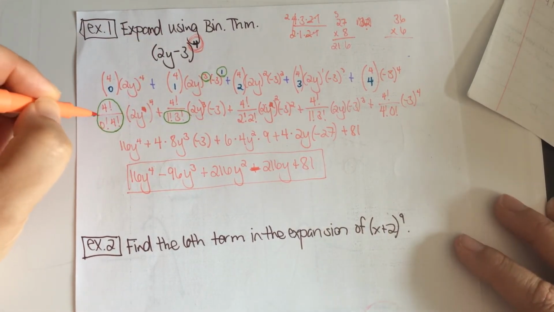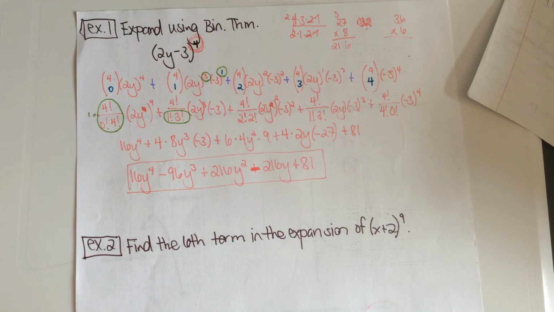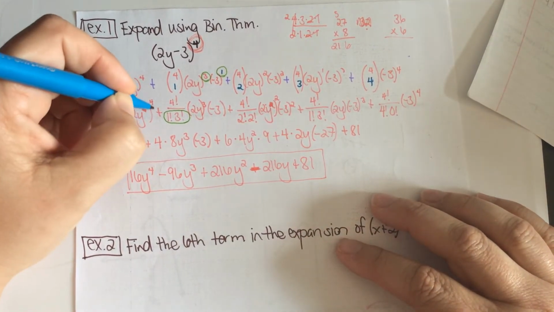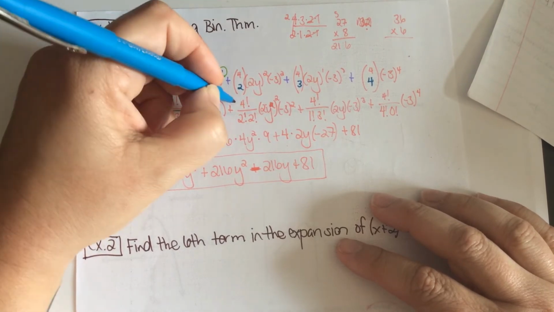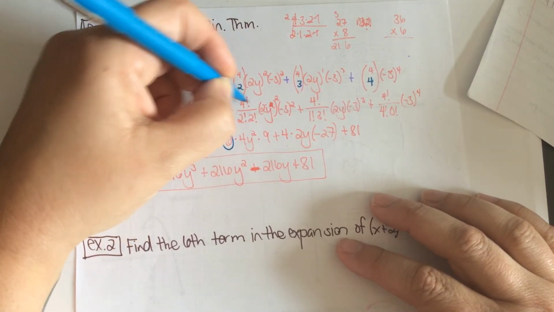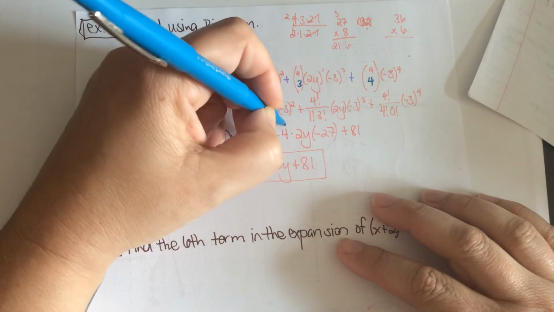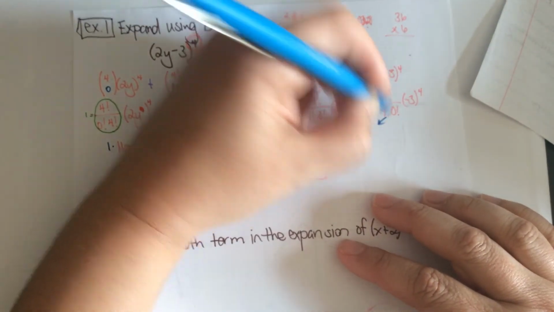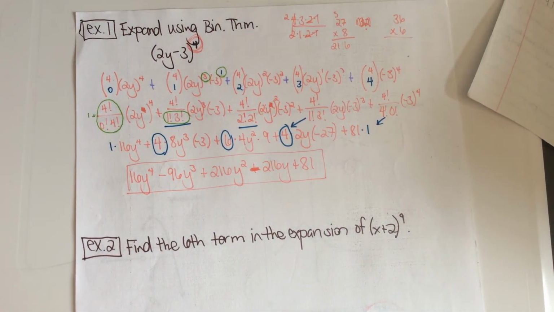So you'll see this was equal to 1. Let me write it in a different color. This was equal to 1. This was equal to 4. This was equal to 6. This was equal to 4. And this was equal to 1. So that's where Pascal's triangle comes in.